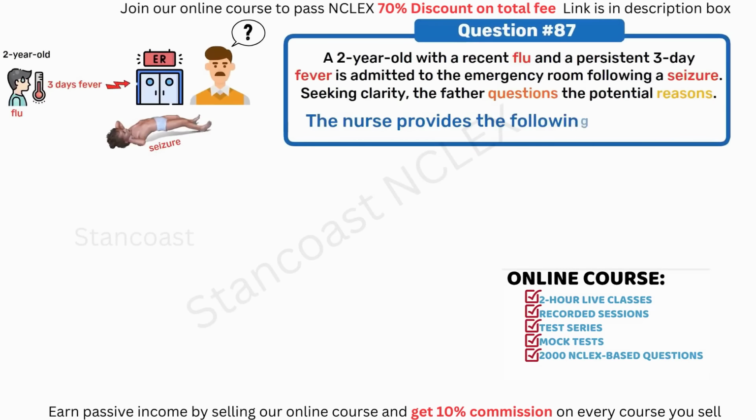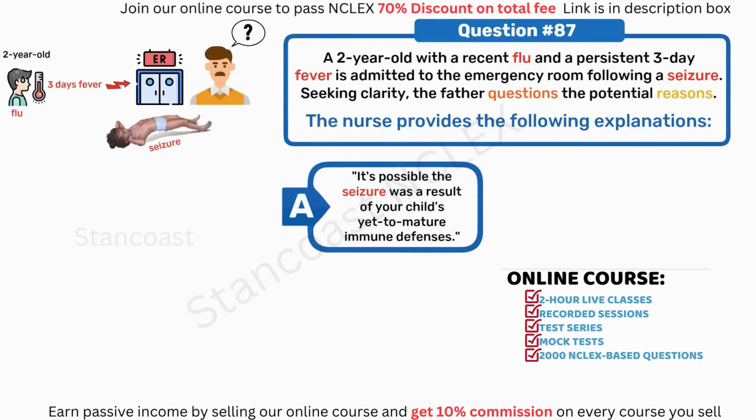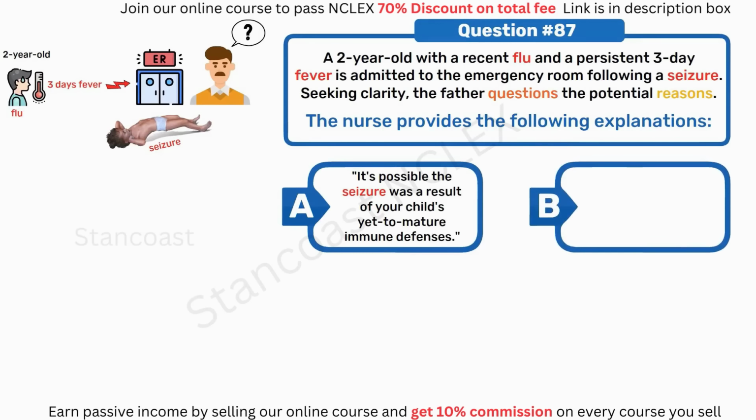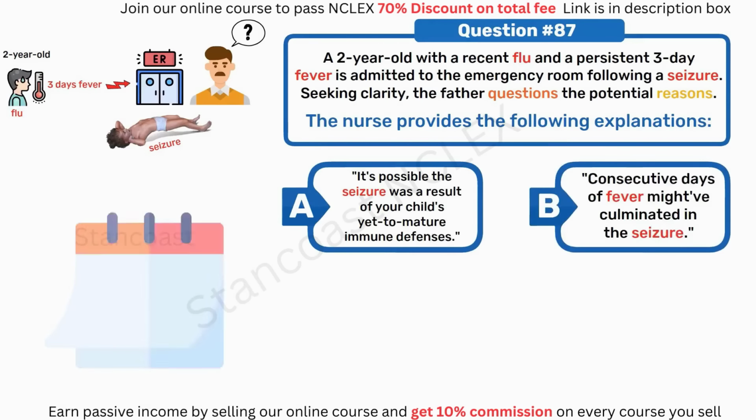A. It's possible the seizure was a result of the child's yet-to-mature immune defenses. B. Consecutive days of fever might have culminated in the seizure. C. A swift rise in body temperature could be the catalyst of your child's seizure. D. Your child's seizure might have been activated when their fever reached a critical level.